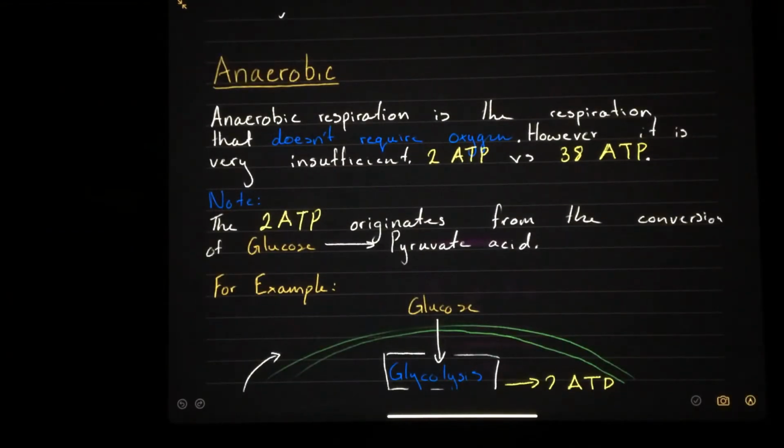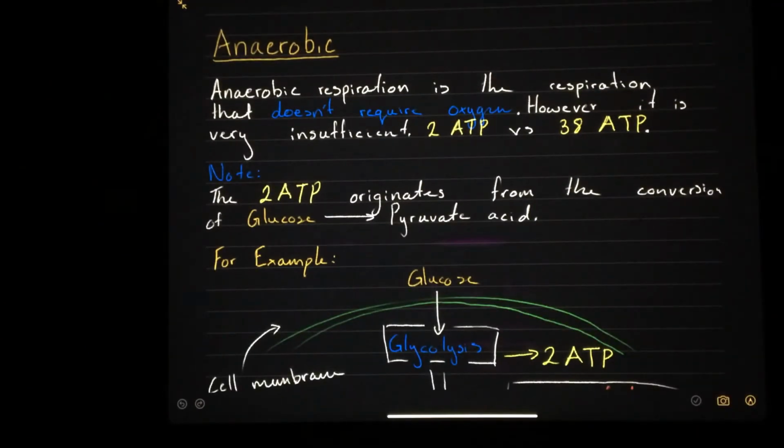Anaerobic respiration. Basically, it's when you don't require oxygen. However, as mentioned before, it is insufficient and only provides 2 ATP. A circumstance in which you'd use this is, for example, if you're running a marathon, once you start to slow down and you feel cramps, that's when your body starts to undergo anaerobic respiration, because it doesn't have a sufficient supply of oxygen.